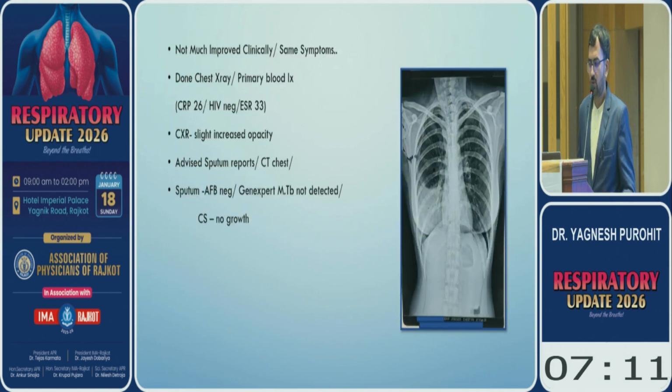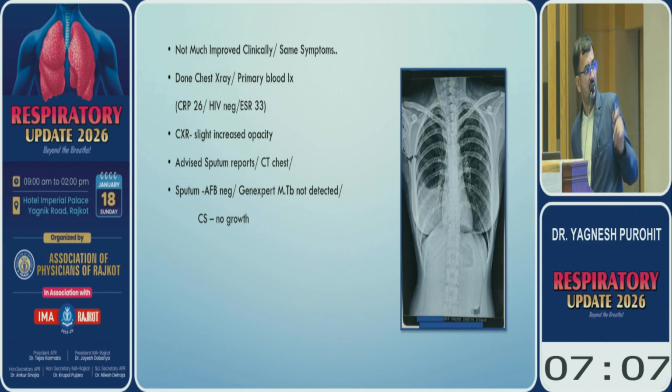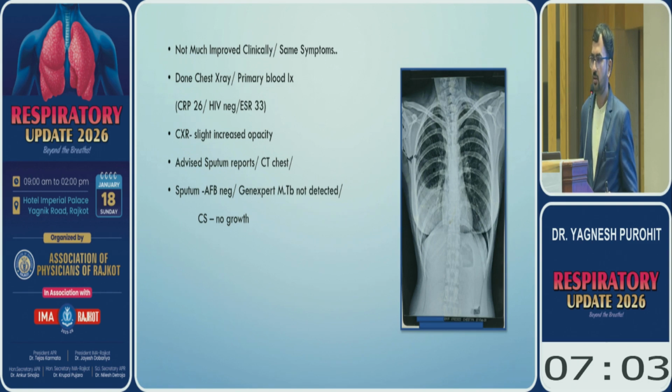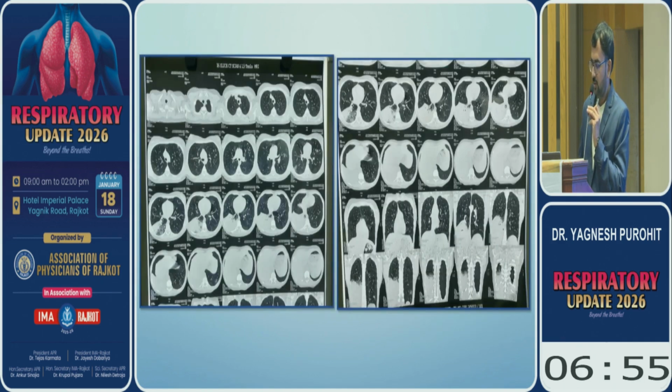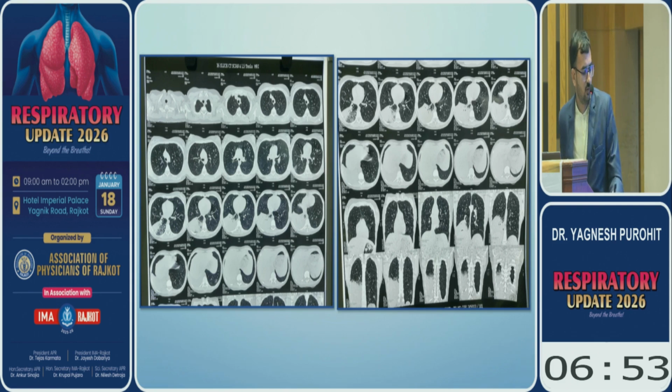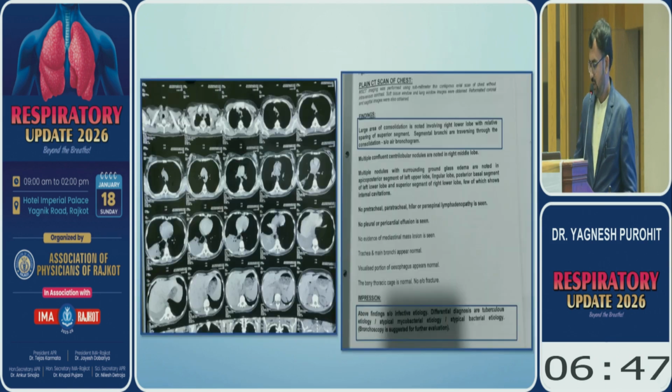Not much improved clinically with the same symptoms. We did the chest x-ray again, which showed slightly raised opacity, and so advised her sputum reports and CT. Sputum showed AFB negative, gene expert negative, and culture didn't grow anything. This was her CT, where it showed right lower lobe dense consolidation with air bronchogram. So it was a kind of infective etiology.